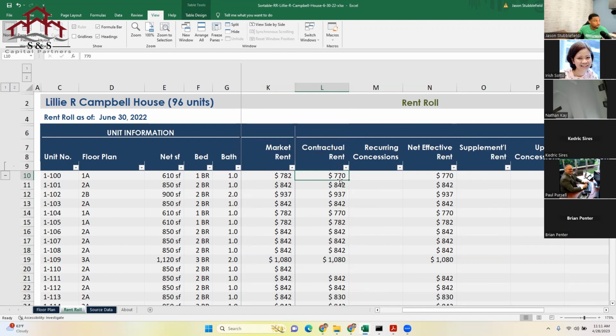Side note, this is the beauty of affordable housing, right? Because where in the world can you stay in a 1 bedroom in the Atlanta metro for $770, right? It's pretty awesome for the people that need it.